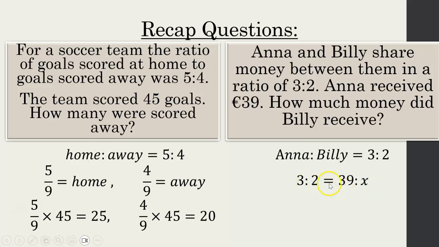Okay, so 3 became 39. So did I multiply? Did I divide? What did I do? Well, obviously I multiplied by 13. Yeah. 3 times 13 is 39. So I have to do the exact same thing to 2. So 2 times 13 is equal to x. So that's 26. So in terms of the question, what does this mean? It means Anna received €39. That means Billy must have received €26 if they're using this ratio of 3 is to 2.